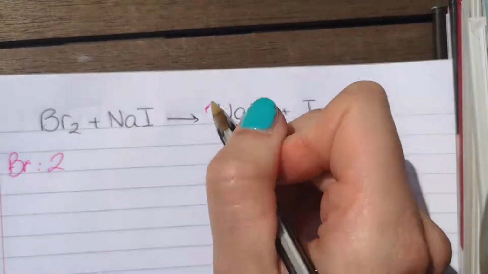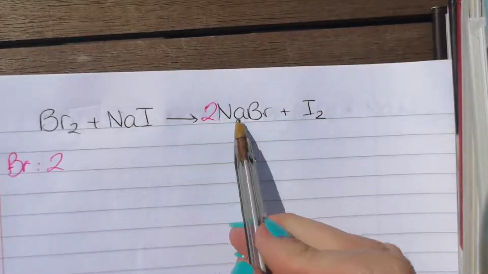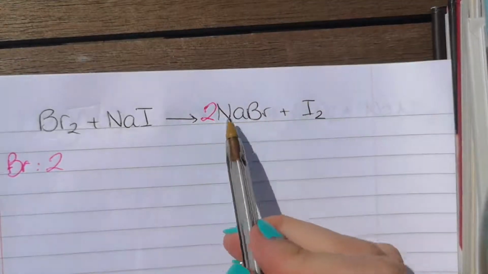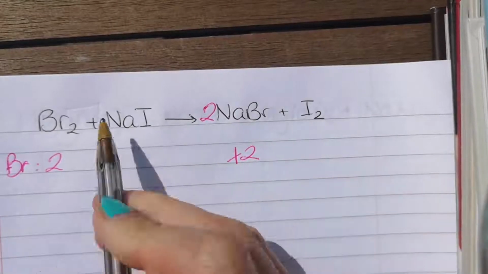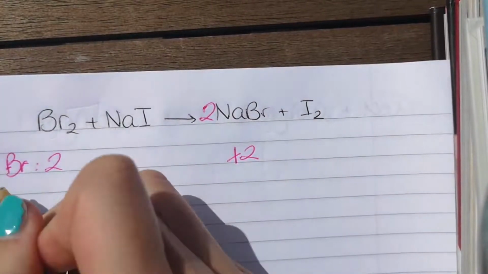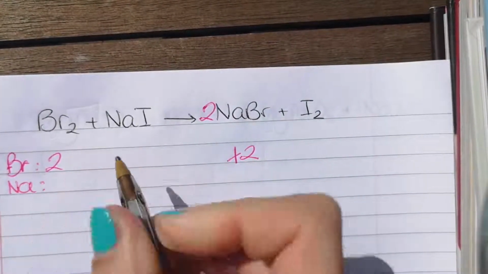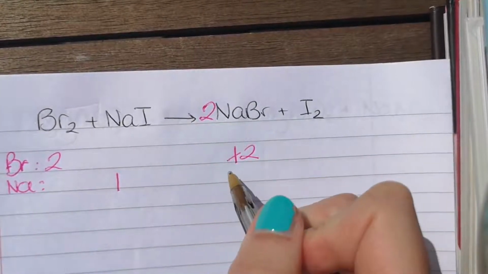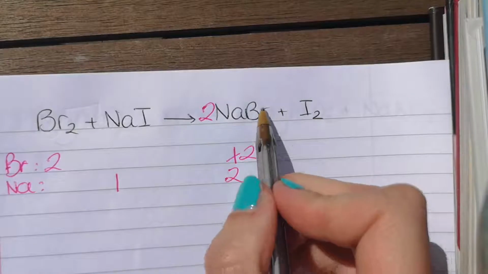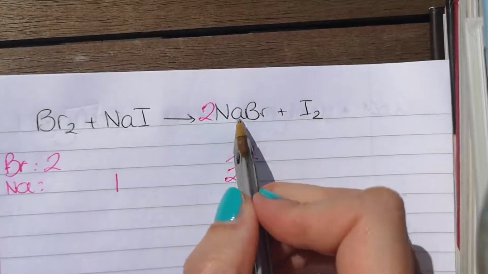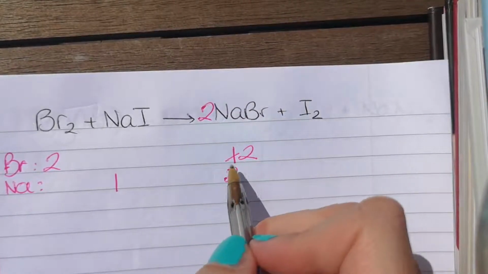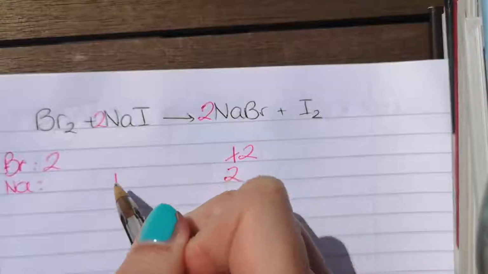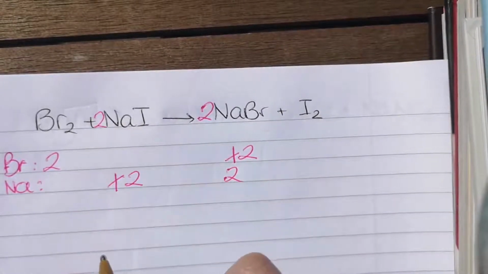So I'm going to do that by popping a big 2 in front. That multiplies this whole chunk here by 2, so I've now got 2 Brs. The next thing I come to is Na. On the left hand side here I've got 1 Na. On the right hand side I've got 2 because I've doubled this whole chunk, so that 2 applies to the Na as well. So to balance that out I'm going to want to pop a 2 in front of here. I've now got 2 Nas.